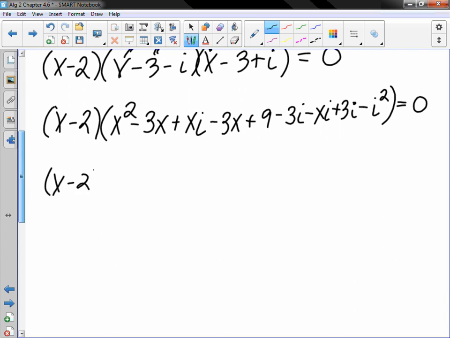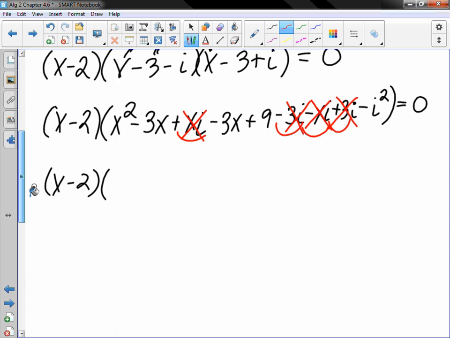So we'll still have the x minus 2. Now looking at this here, the positive xi and negative xi are going to cancel out. Negative 3i plus 3i, these will cancel. So if we eliminated all our I terms, do we have I left in there? We've got one of them, yes? What are we left with?